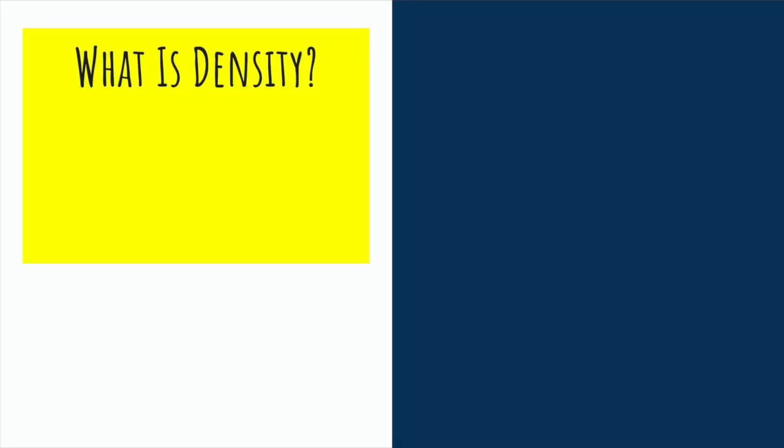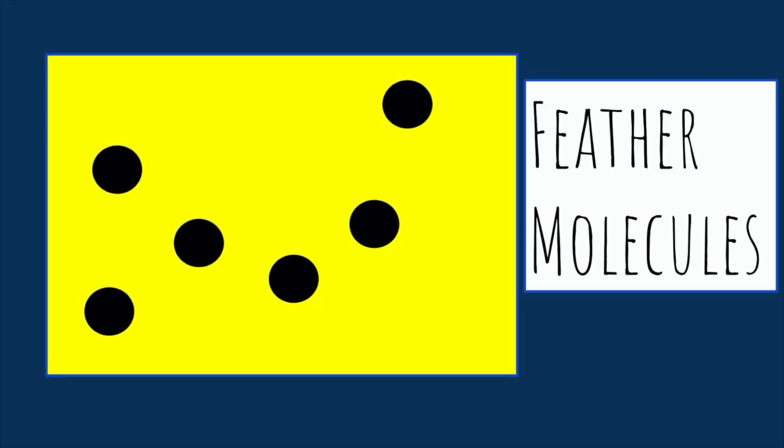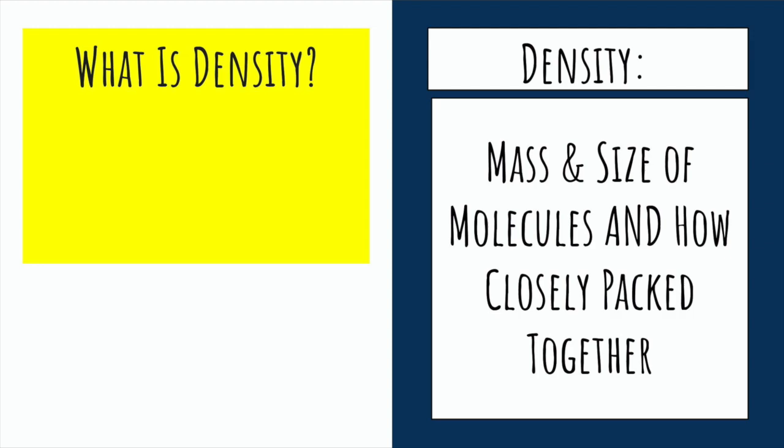Let's find out. First, we have to talk about density. What is density? Well, everything is made up of smaller pieces called molecules. Everything. From a great big rock to a teeny tiny feather. The term density describes the mass and size of those molecules and how closely packed together they are.